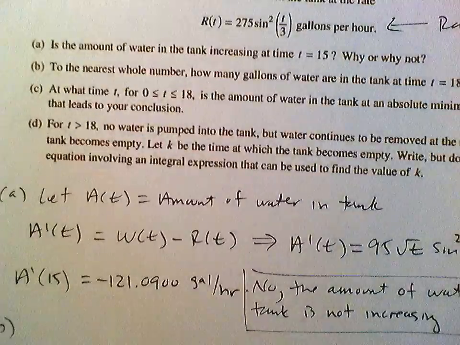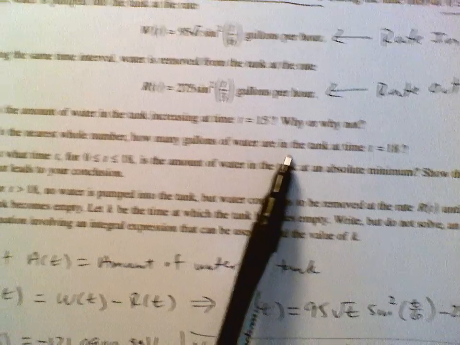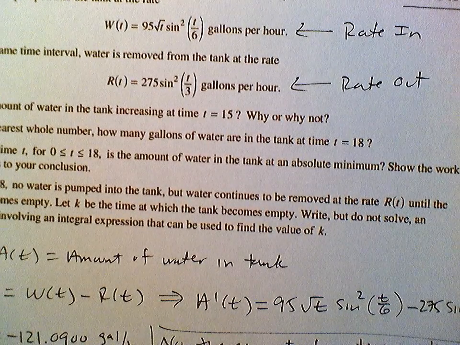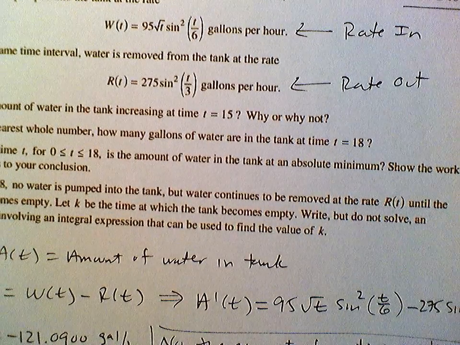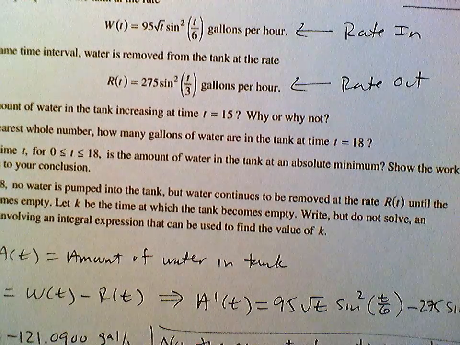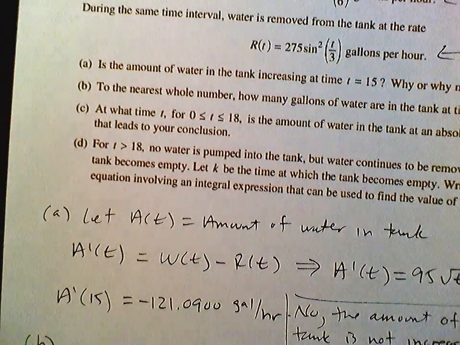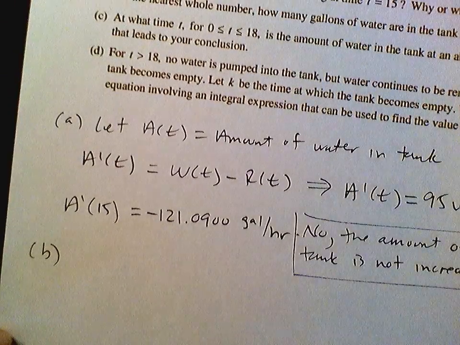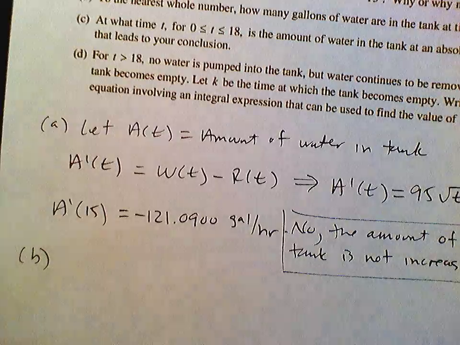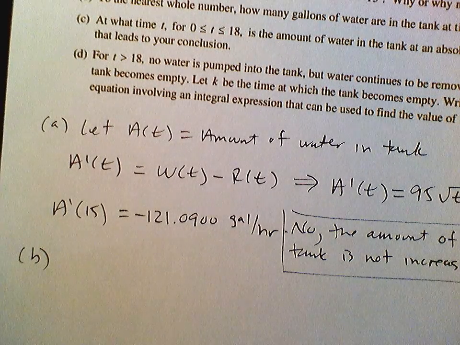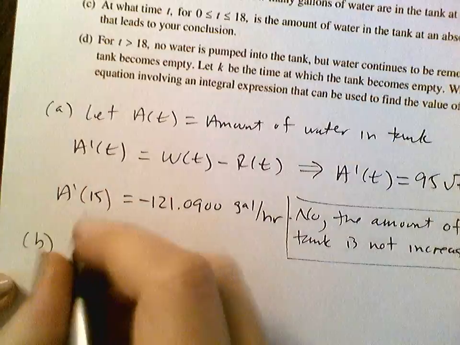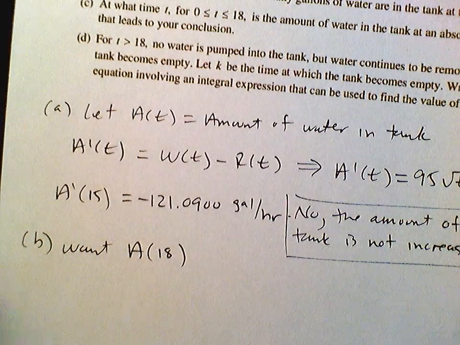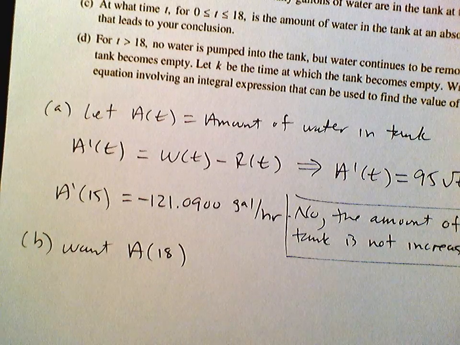Okay, so part B. To the nearest whole number, how many gallons of water are in the tank at time t equals 18? So if I were you, the first thing I would do is ask myself, what are they asking for? In terms of the functions that I'm working with, or the function that I came up with above, what are they asking me for? To the nearest whole number, how many gallons of water are in the tank at time t equals 18? So I want A of 18, all right?